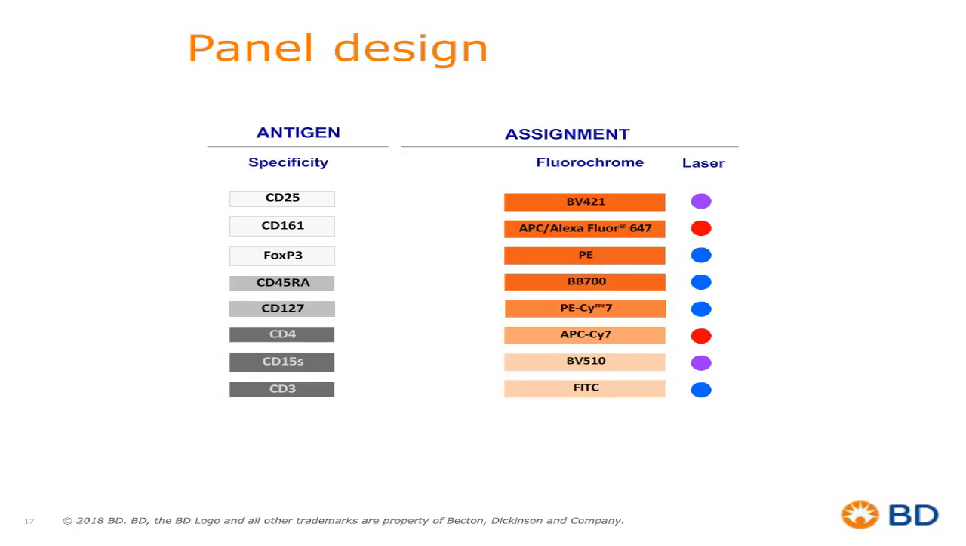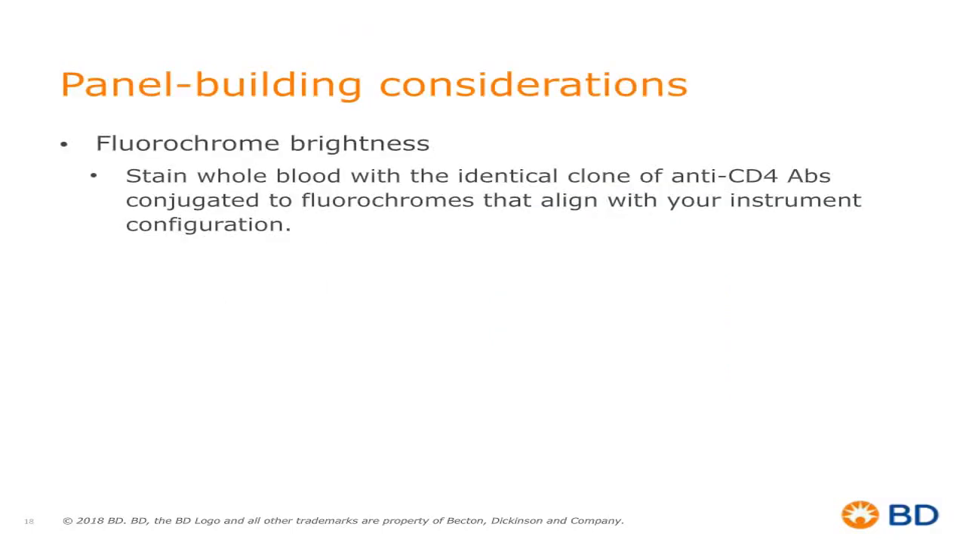So now we can go into a little bit about panel design considerations. Before we start to build this panel, what do we need to know? Well, as I mentioned, we want to know the fluorochrome brightness. Now, this is available from various resources, but you can also characterize the fluorochrome brightness on your specific instrument. And this can be very useful because various instruments have various performance characteristics and ability to resolve certain markers based off of how bright fluorochromes are on that specific instrument.